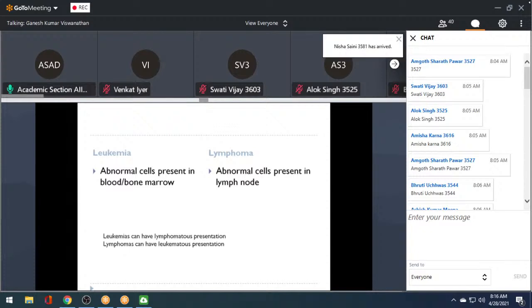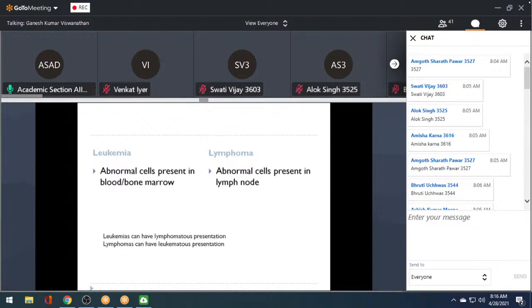So basically, when you examine blood or bone marrow, you see a lot of these cells that we can see by microscopy. Whereas lymphoma is usually an abnormality seen in a lymph node. So the cancer cells or malignant cells are present and proliferating within the lymph node. So this will result in lymphadenopathy. So when you see a patient with big cervical lymph nodes, big axillary lymph nodes, that is what you call a lymphomatous presentation or presence of lymphoma.